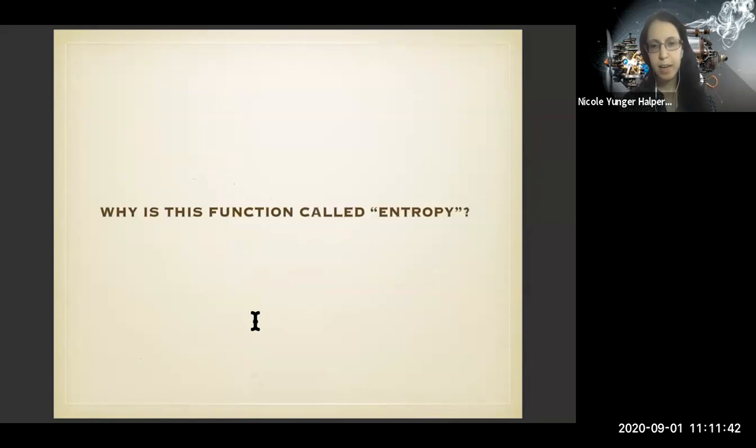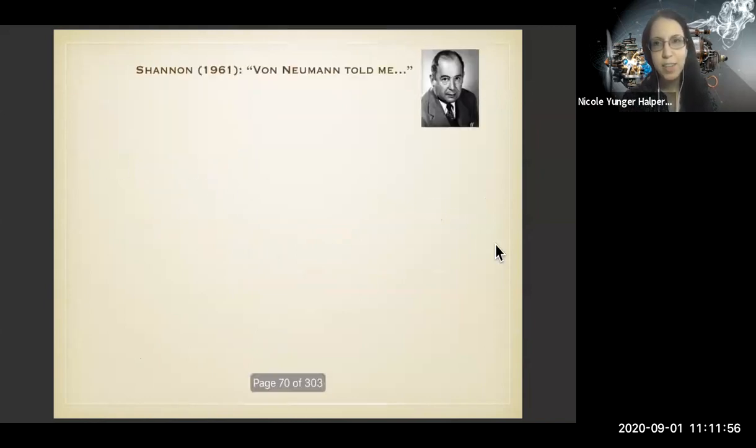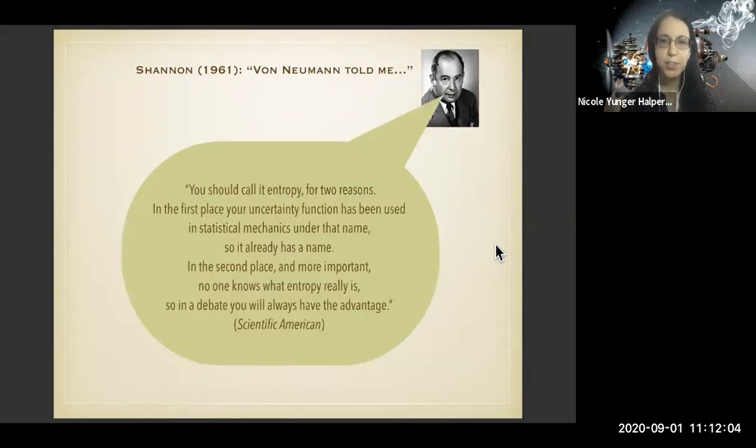We've seen how an entropy can serve in information theory, but why is the function called entropy? The answer is told to us by Claude Shannon, founder of information theory. This is a Google doodle of him from a few years ago. Shannon said that his friend von Neumann, the great Hungarian physicist of the 20th century, said, you should call it entropy for two reasons.